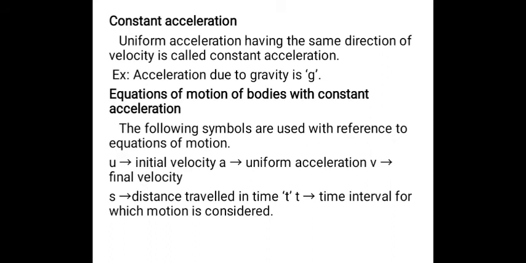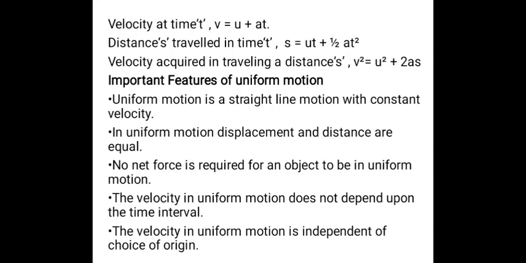And those formulas are: first one is v is equal to u plus at. So velocity at time t, that is the final velocity, you can find using the formula v equal to u plus at. Then the second formula, s is equal to ut plus half at square. The distance s travelled in time t, you can find using the formula s equal to ut plus half at square.